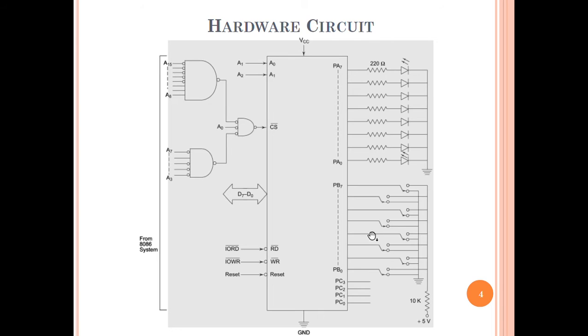Out of the 8 switches, we actually need only 3, PC0, PC1, PC2. We also have PC3 to display how many switches are on. For example, if 4 switches are on, then we have to display 0 1 0 0. In PC3 0, PC2 1, then these two 0 0, so that the binary equivalent of 4 is displayed here in PC low.